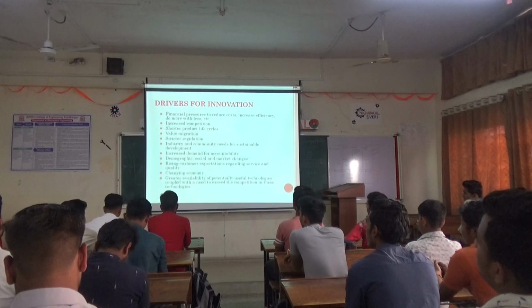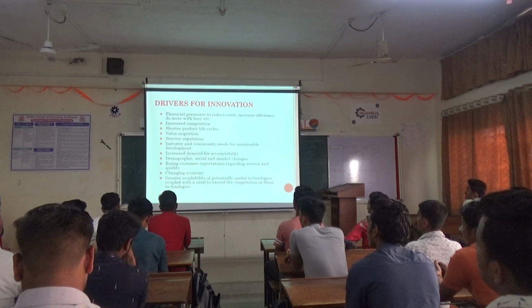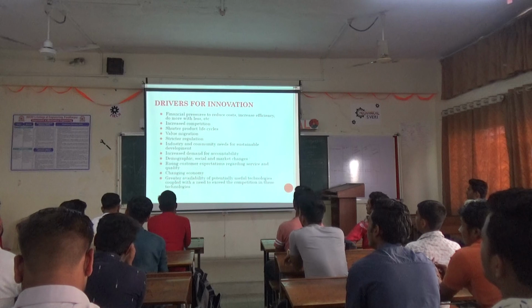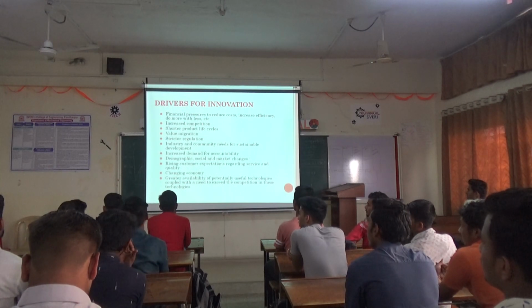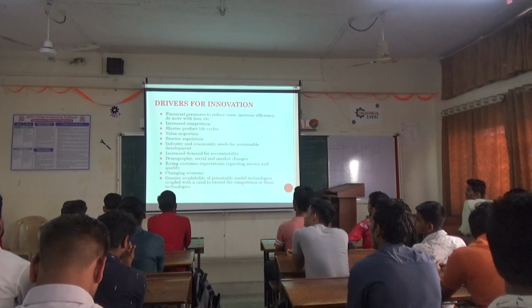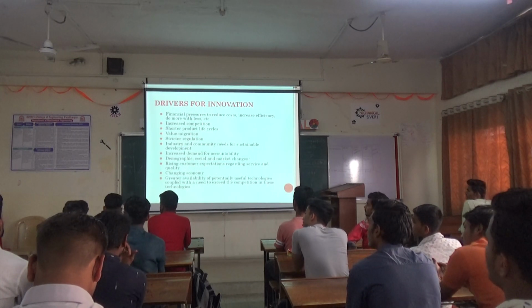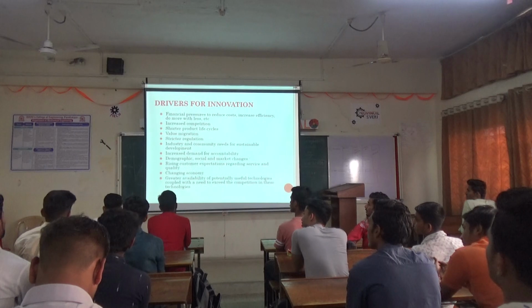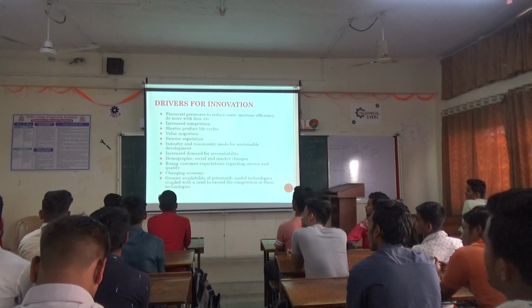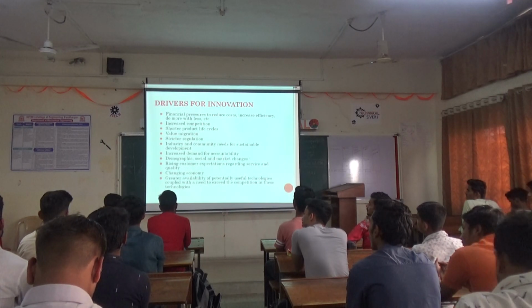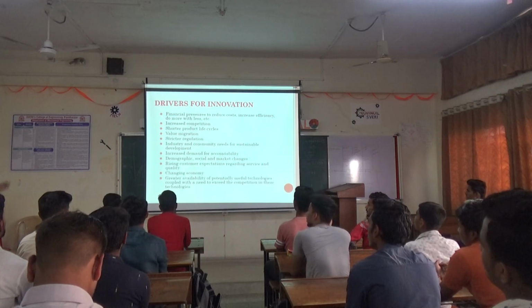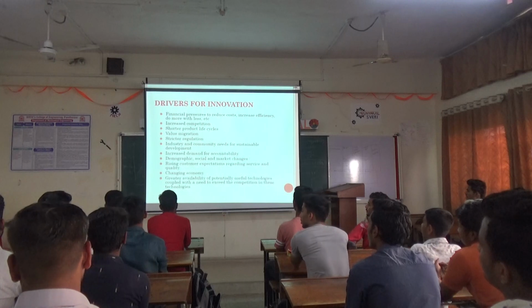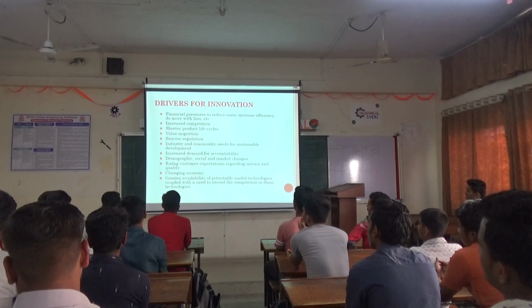Then just now we have discussed the drivers for the innovation. Who is driving this? Like a driver drives the car. Simple. If the driver is not available, the car will be totally stopped. Then how will the innovation be there? Who is driving the innovation? These are the different types of pointers, due to which we are forced to go for innovation. You can read the pointers. Simple pointers are there.